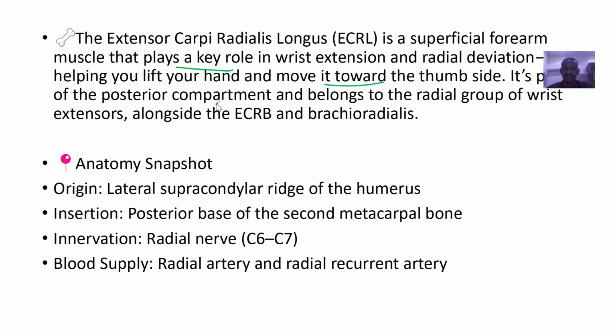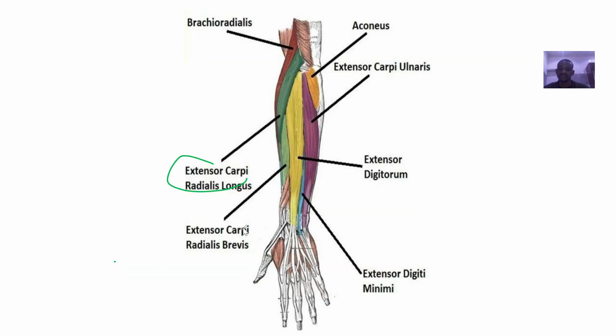So it's part of the posterior compartment and belongs to the radial group of wrist extensors, along with the extensor carpi radialis brevis, and also the brachioradialis. This is the extensor carpi radialis brevis. This is brachioradialis on the top there.